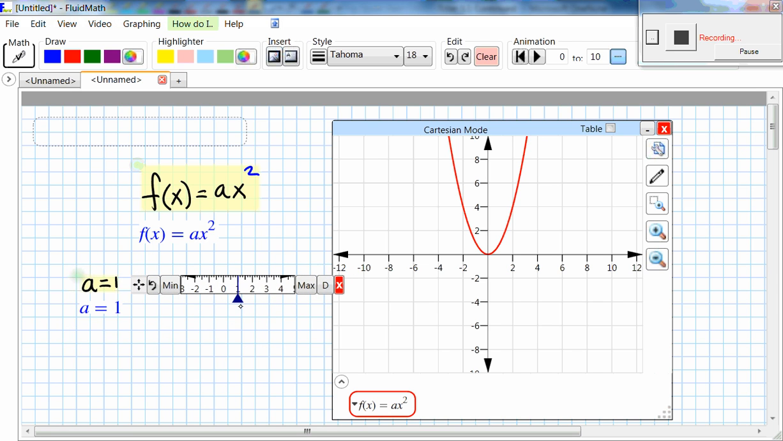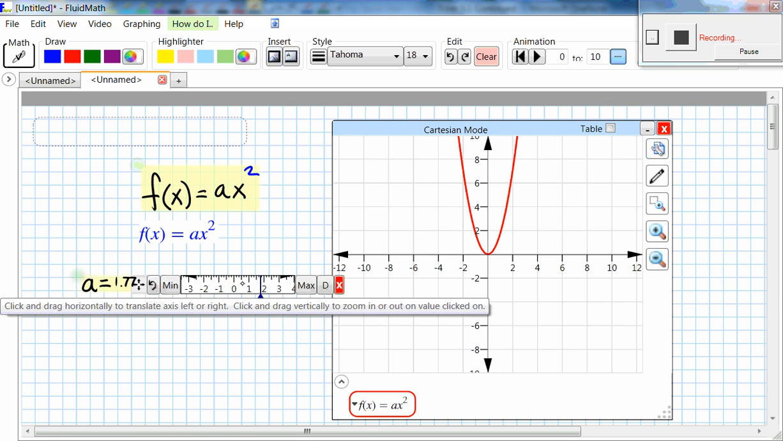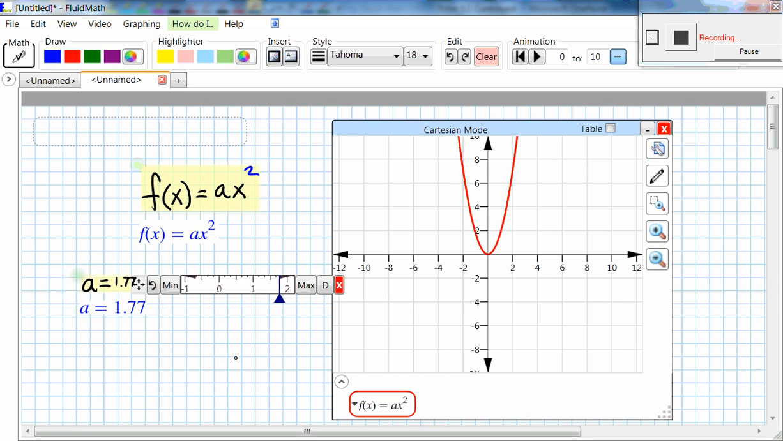Okay, so if I make a bigger than 1, what's the graph going to do? If I go a bigger than 1, okay, notice what's happening to my graph. It's getting skinnier, right? Now, if my a is in between 0 and 1, and we'll make this a little bit wider so we can see it. So let's go in between 0 and 1. Notice that my graph gets wider than this, correct?